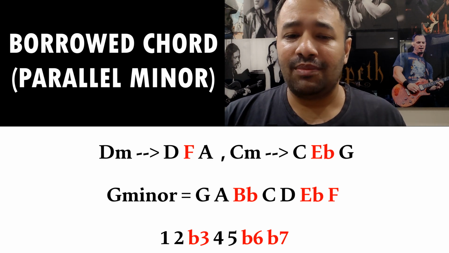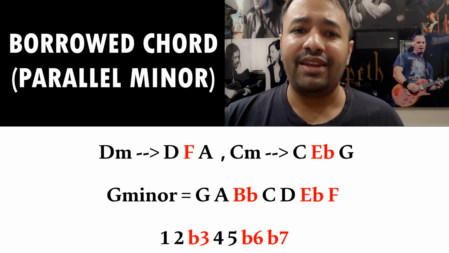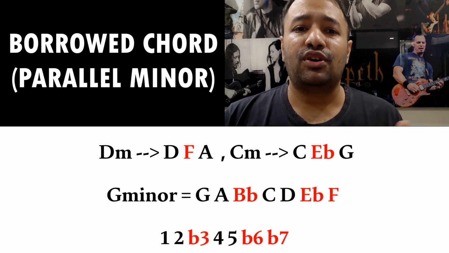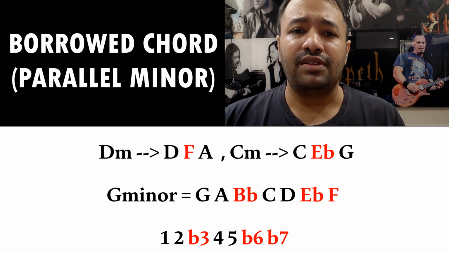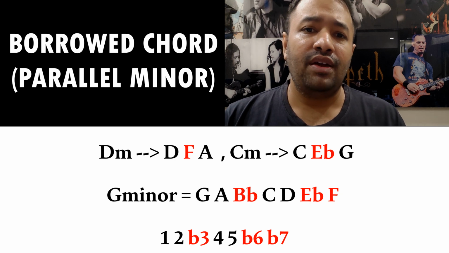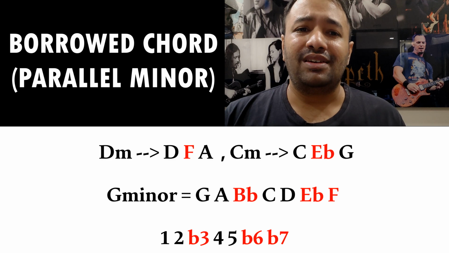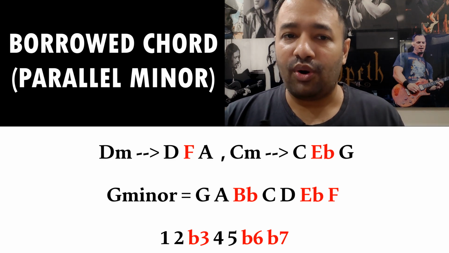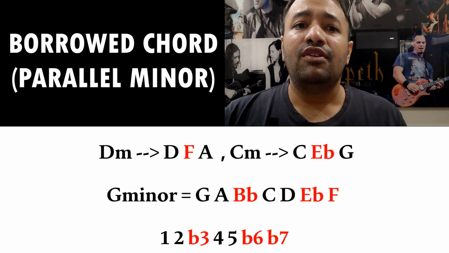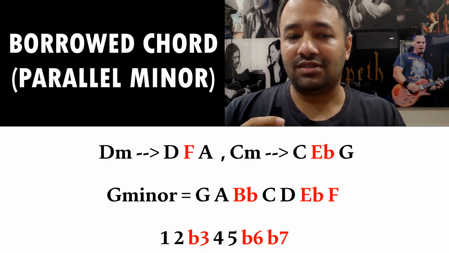And if you look at the G minor scale, the notes are G, A, B flat, which is the flat 3 instead of the B. Then we have a C, D, and then we have E flat and F, which are different from a G major scale. So here we can clearly see that these two notes have been borrowed from the G minor scale, which is parallel to the G major scale.